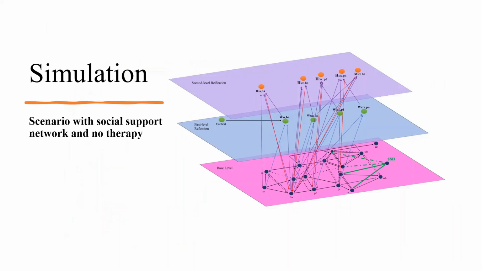So here is the simulation of a scenario with positive social support but without therapy, and this is the social network, the positive social network, because we mainly want to look at how positive social network helps therapy or without therapy. So what it mainly does is lower the negative mood and rumination thoughts, but also it increases positive mood and affirmative thoughts.